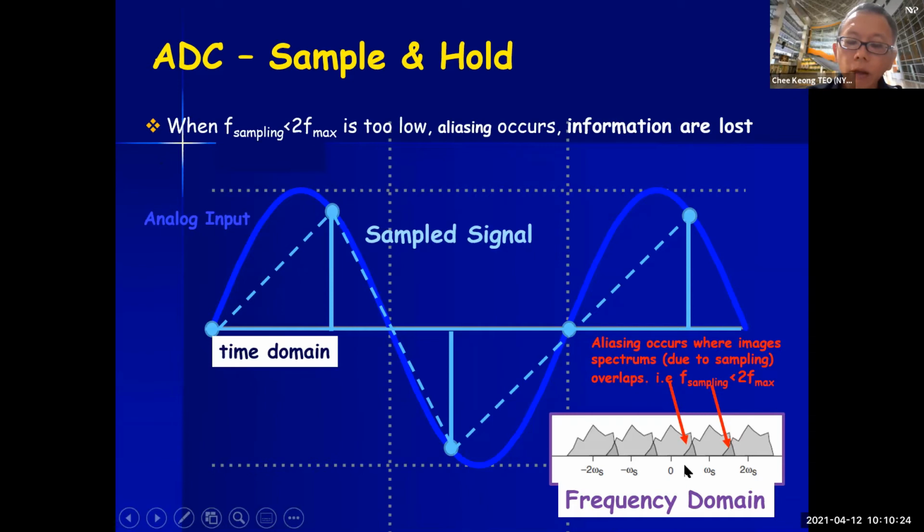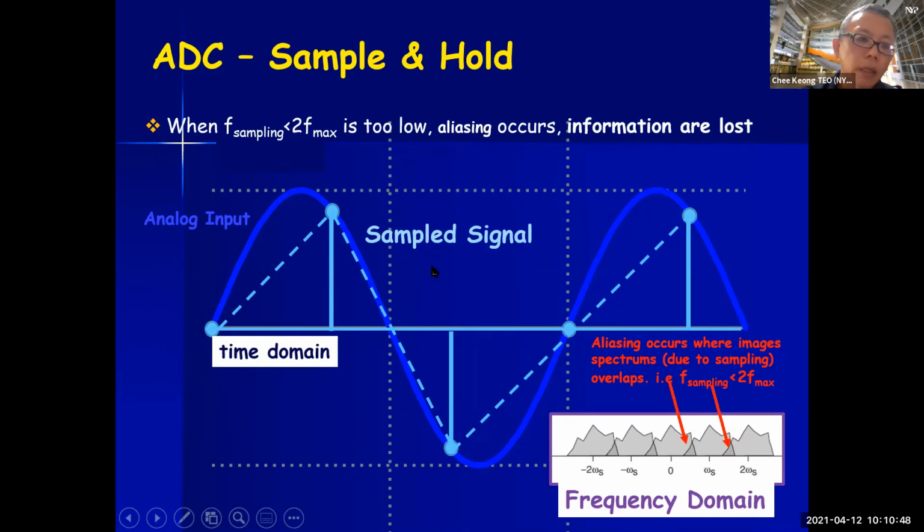So when you have insufficient sampling, in the frequency domain there is an overlapping of the spectrum. But in the time domain, if you join the dots, you can never recover the sine wave anymore, because it looks more like a triangular wave than a sine wave. So this is the situation if you do not sample enough. If your sampling frequency is too low, aliasing occurs and information is lost.